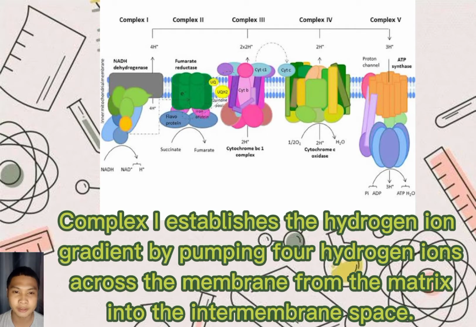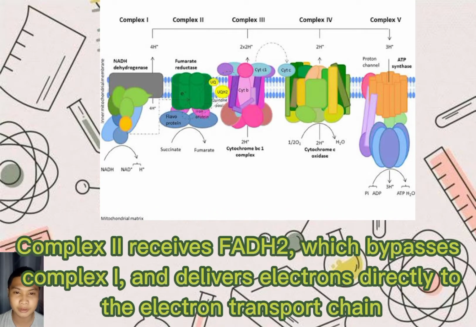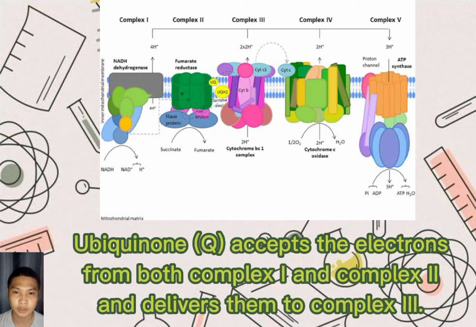Complex 1 establishes the hydrogen ion gradient by pumping 4 hydrogen ions across the membrane from the matrix into the intermembrane space. Complex 2 receives FADH2, which bypasses complex 1 and delivers electrons directly to the electron transport chain. Ubiquinone Q accepts the electrons from both complex 1 and complex 2 and delivers them to complex 3.